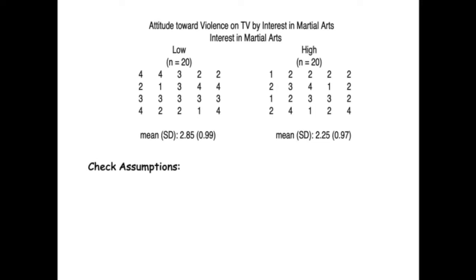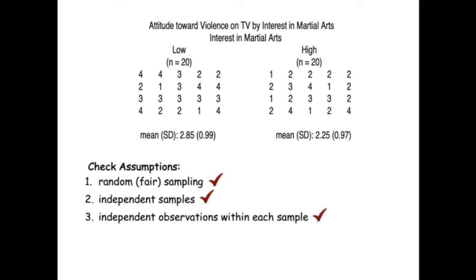Let's check the assumptions. The first assumption is met. Each subject has either a high or low interest in martial arts, so the second assumption is also met. We do not know how the data were collected, but we'll assume that subjects were asked their opinions individually in a private setting, so that one individual's response would not influence another's.